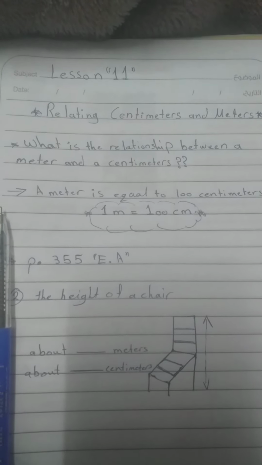Now please go with me to page 357, problem solving. We will do question number 1. I will read it to you. Kevin's backyard is 643 centimeters long. Mark's backyard is 5 meters long. Whose backyard is shorter?